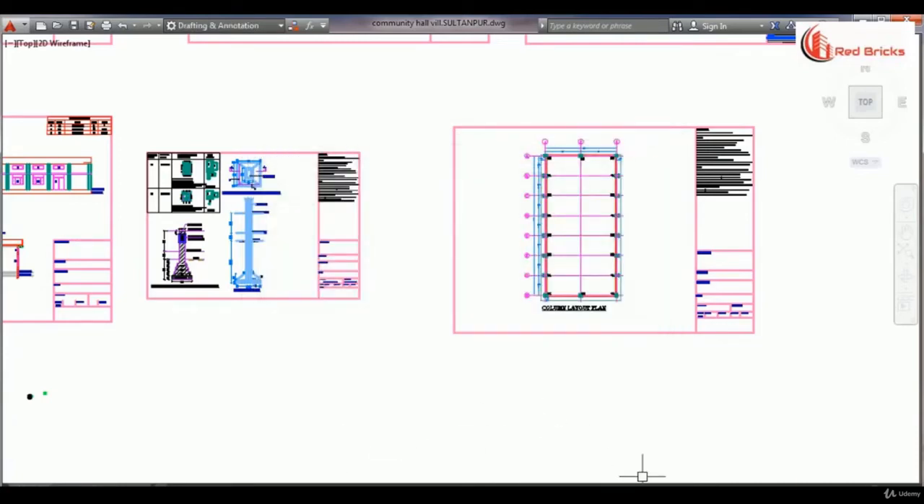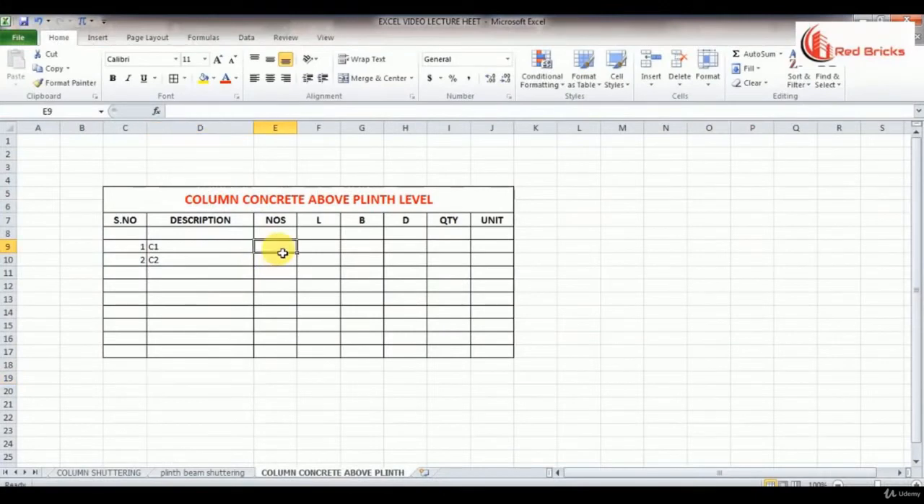Let's start entering the details in the table. C1 is 12 in number and C2 is 6 in number. Length of C1 is 610 and breadth is 380. Length of C2 is 410 and its breadth is 380 again. 4572 is the depth of the column.